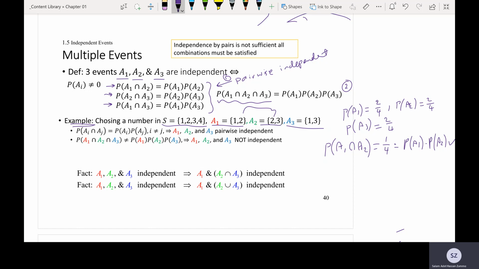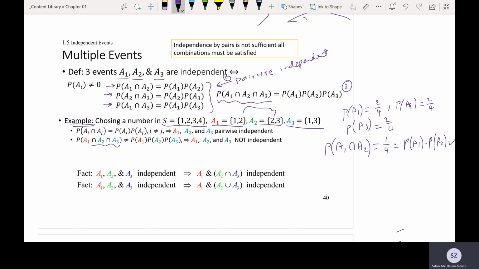What about, check for me A2 and A3, very quickly. Check A2 and A3, whether they are independent or not. One common element, so the probability of the intersection will be again 1/4, which is equal to the product. What about A1 and A3? Similar, right? Everybody's following?